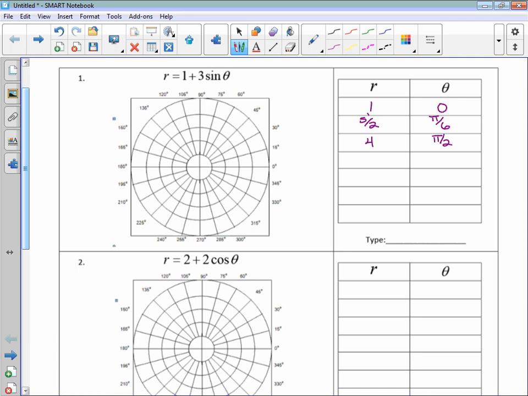All right, what do you think I want to plug in next? 5 pi over 6. Yeah. What am I going to get for 5 pi over 6? 5 over 2 again. Good. Let's plug in pi. What do I get there?